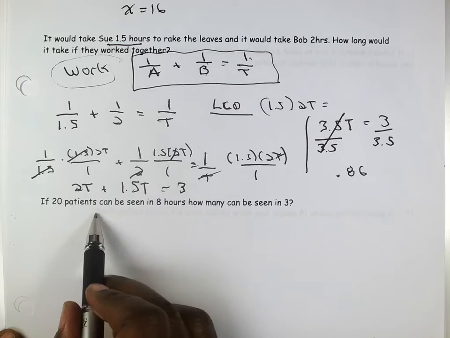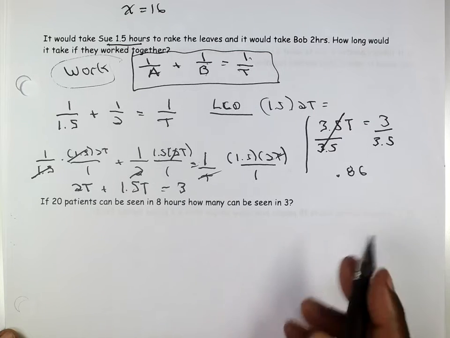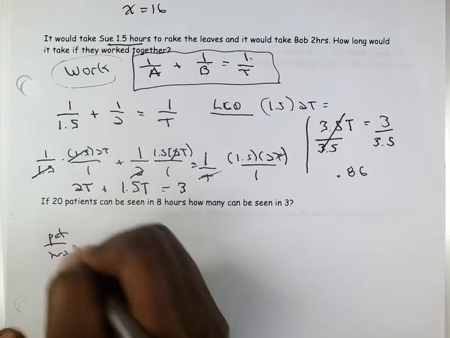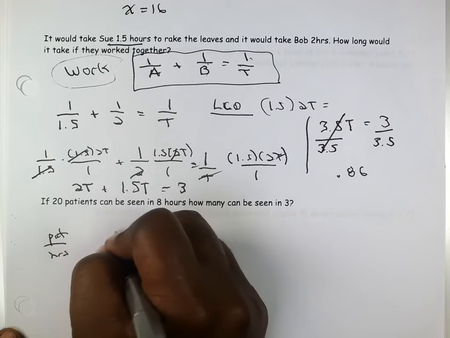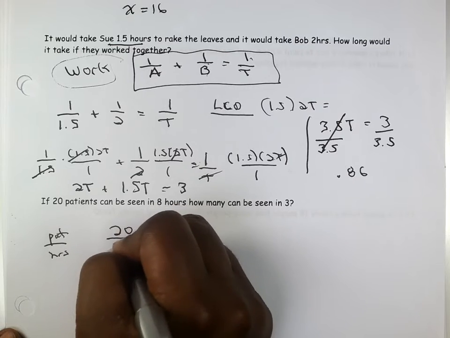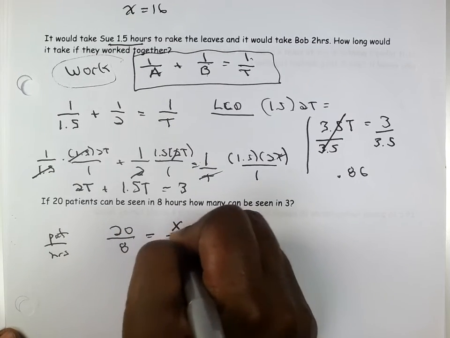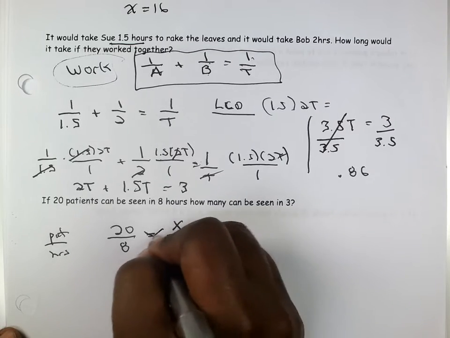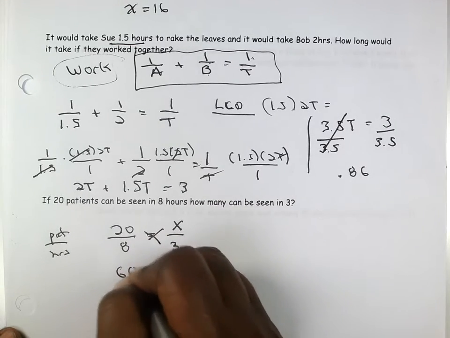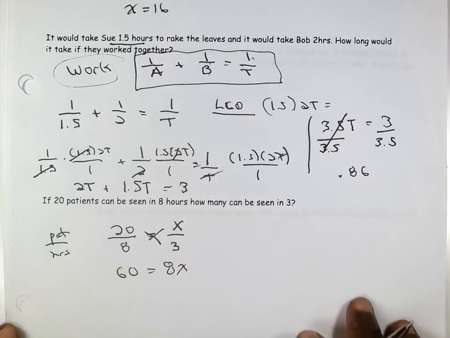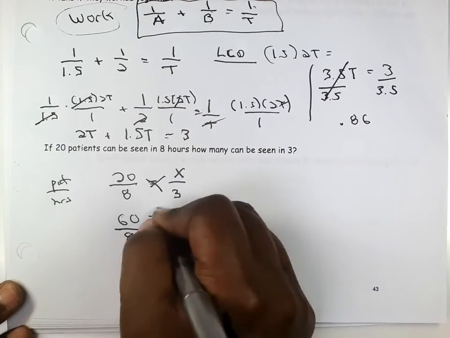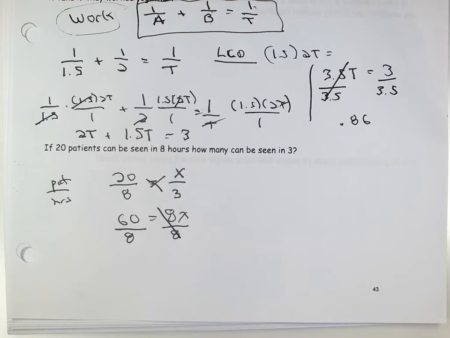Alright, if 20 patients can be seen in 8 hours, how many in 3? So I'm going to put patients on top and hours on the bottom. So 20 patients in 8 hours, and we want to know how many patients in 3 hours. Again, I'm going to cross multiply, and I get 60 equals 8x. And then to get x by itself, I'm just going to divide both sides by 8.